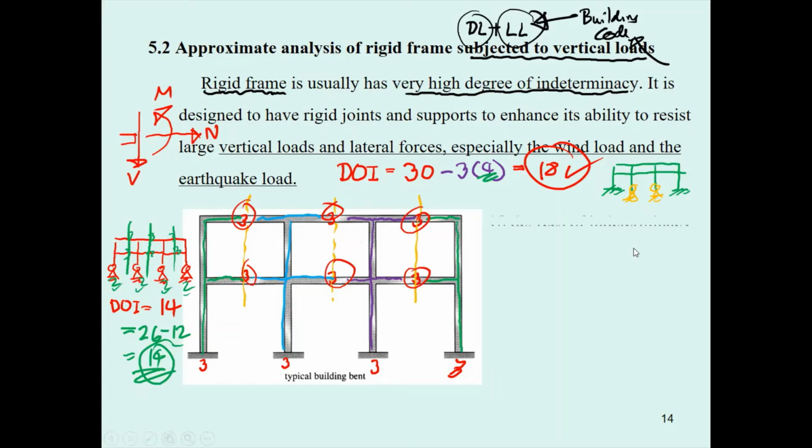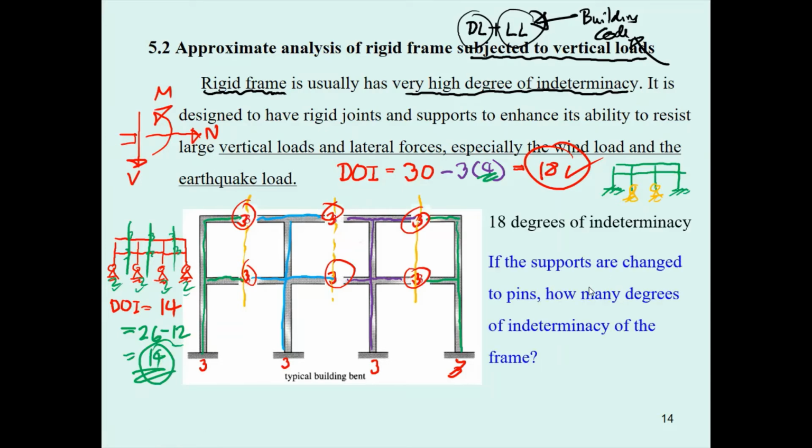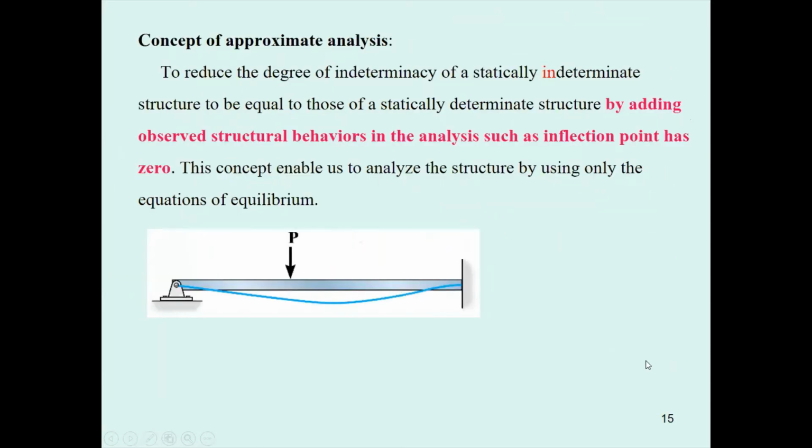Okay, and then in 18 degree of indeterminacy, if the support had changed from the fixed to the pin, the degree of indeterminacy reduced from 18 to 14. Now, the concept of approximate analysis. The concept is going to be very easy.